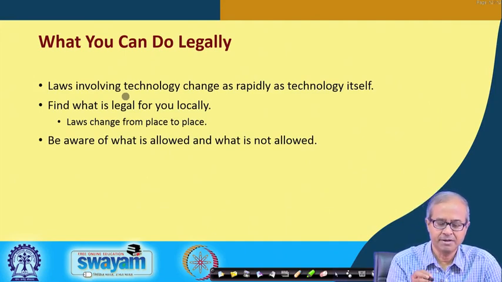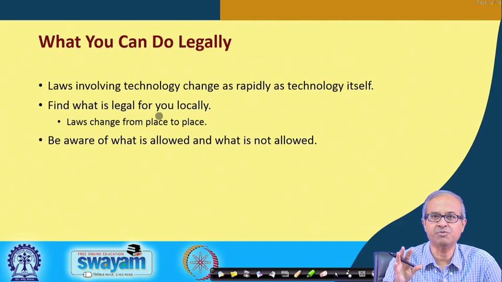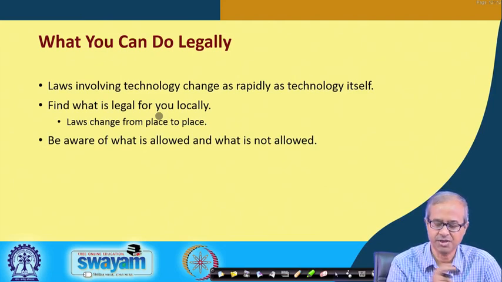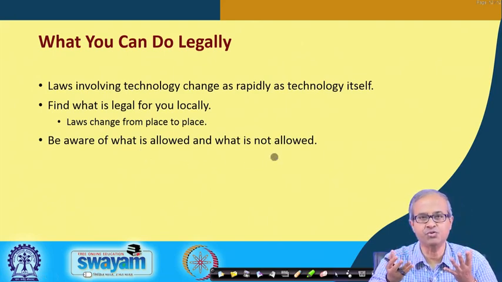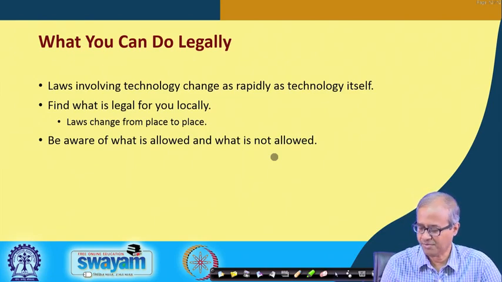Now, it is always good to know the exact set of rules that apply in the place where you are working, what the laws and the rules are, so that you know what is allowed and what is not allowed. Maybe you are using something or doing something in good faith, but possibly it is illegal in that state or that country. Maybe you may be in trouble later on. All right.